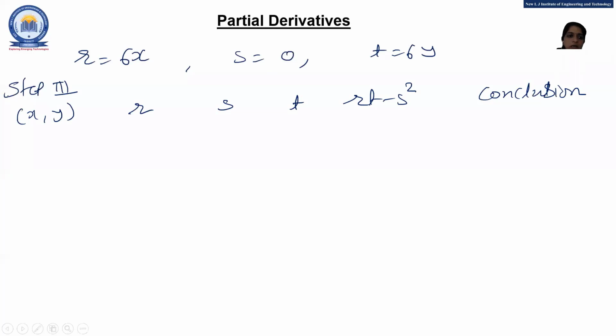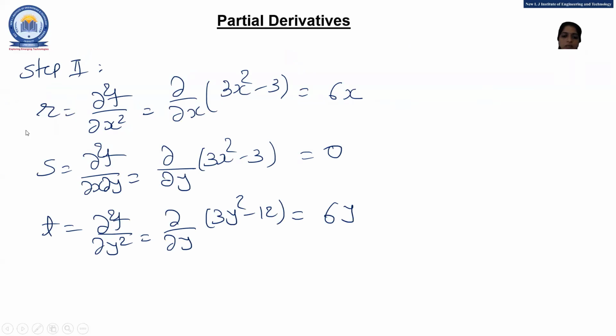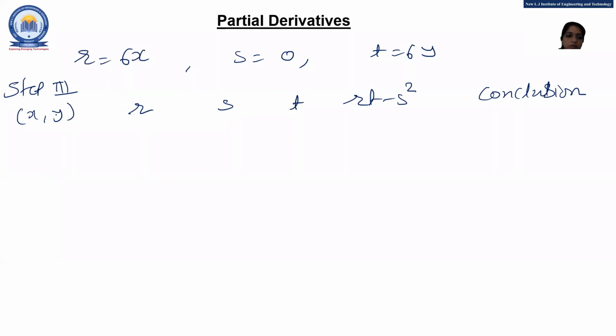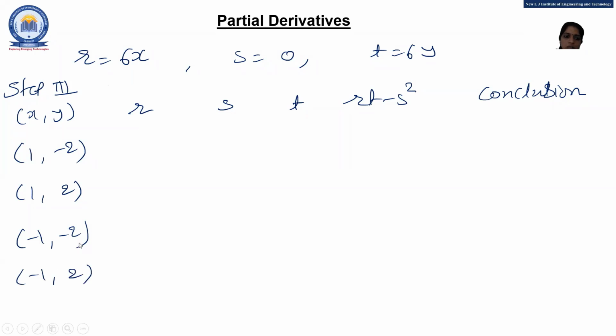Now my first stationary point is what? That is, see, 1, minus 2, then 1, 2, then minus 1, minus 2, and minus 1, 2. These 4 are my stationary points, right?